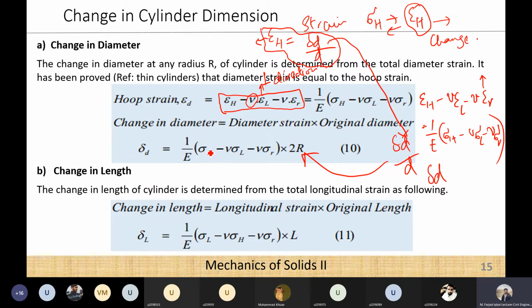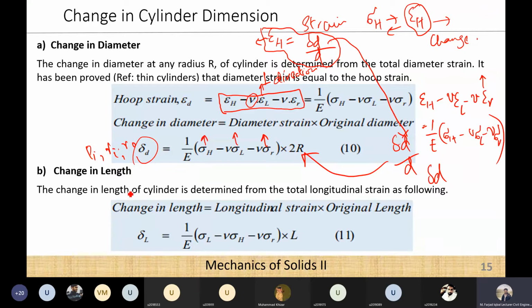Now, in the previous class, we did derive the relationships for the hoop stress, the longitudinal stress, as well as the radial stress. We know how to calculate these three parameters based on the pressure and the internal radius or outer radius. So once we have these three parameters, we can directly substitute them into this equation to get the change in diameter in the case of thick cylinder.